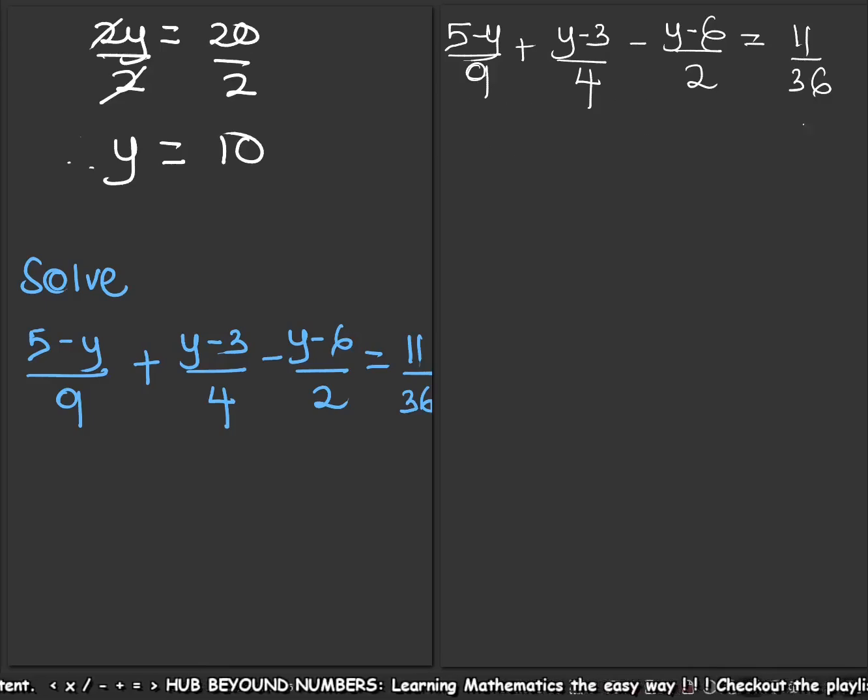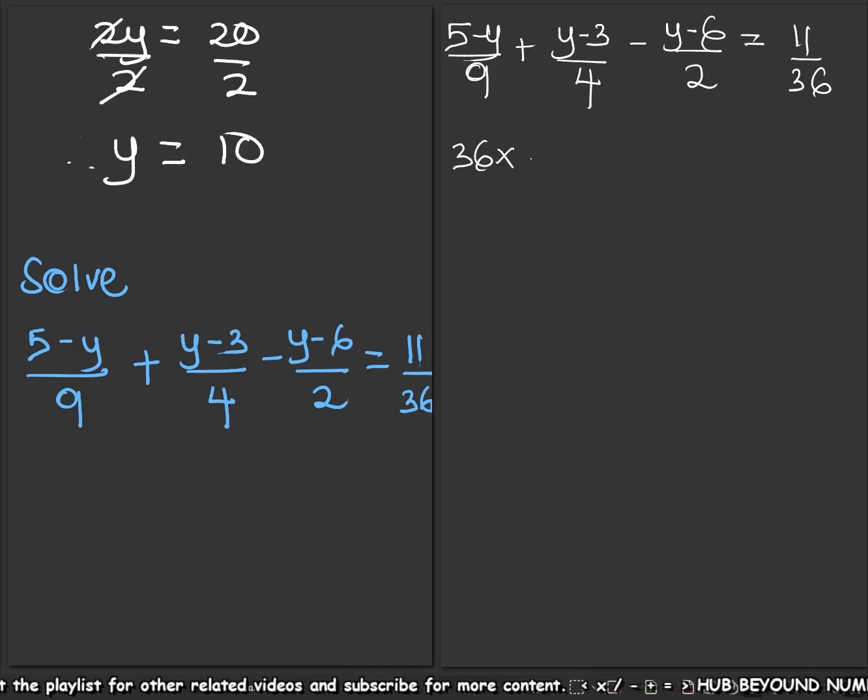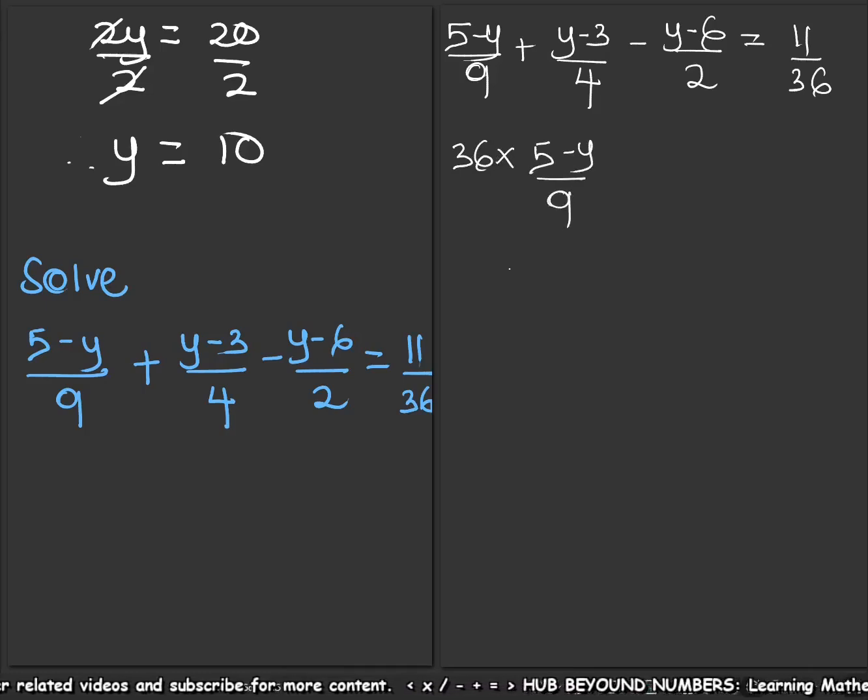Because 9 can divide 36, so does 4, and then so does 2. So now that we have identified our LCM, we are going to multiply each and every term by the LCM. And what do I mean by that? So for this first fraction here, we are going to multiply it by 36, so that it becomes 36 times 5 minus y all over 9.